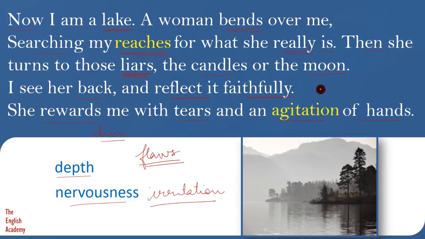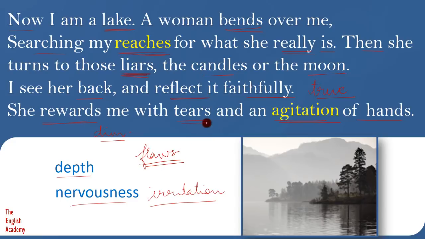The mirror says, I am very true. I am faithful to the woman. I show her her true image, her true appearance. All the flaws in her appearance, I show them to her. But she rewards me with tears and an agitation of hands. Now when the mirror shows her true reflection, the woman is not pleased. She is not happy. She gets sad to see that she is not perfect. She has many flaws in her face, in her beauty.